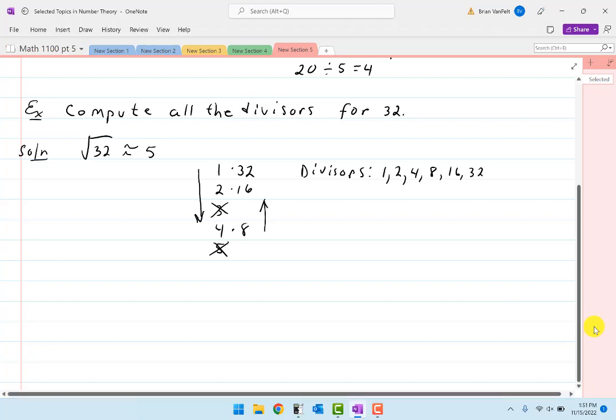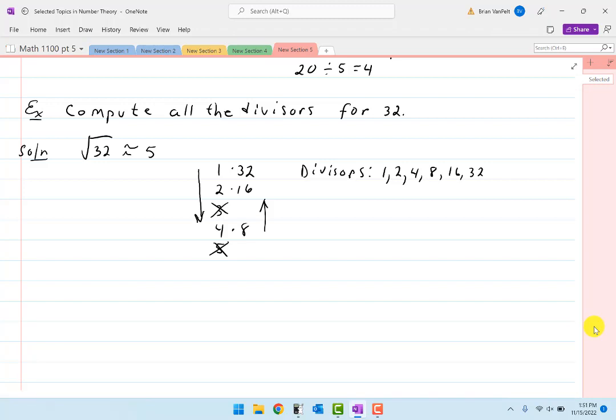Now we're also going to want to know all the proper divisors, and that's not hard. Once you have the divisors, you have all the proper divisors. All you have to do is leave out 32 itself. So it's really the same as all the divisors, except you just take away the number itself.